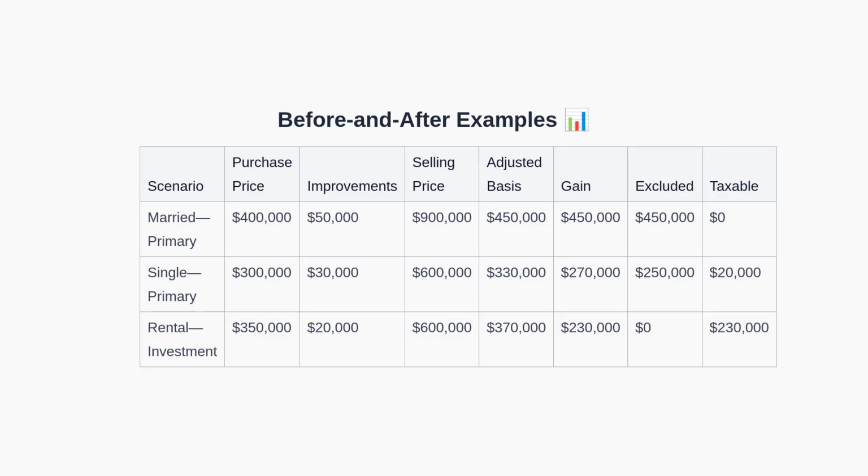In the third row, a rental property was purchased for $350,000, improved by $20,000, and sold for $600,000. The adjusted basis is $370,000, leaving a gain of $230,000. Because it's an investment property, there is no Section 121 exclusion. The entire gain is potentially taxable and may also include depreciation recapture. Note that these are simplified examples and do not factor in selling costs, potential depreciation adjustments, or state taxes.